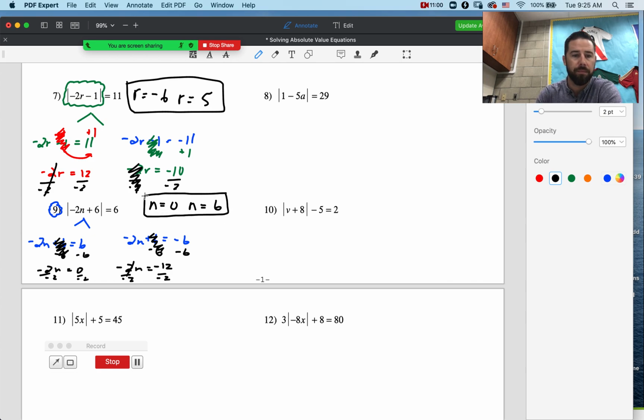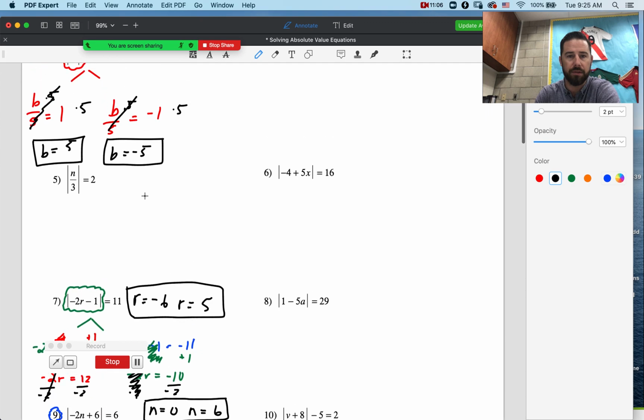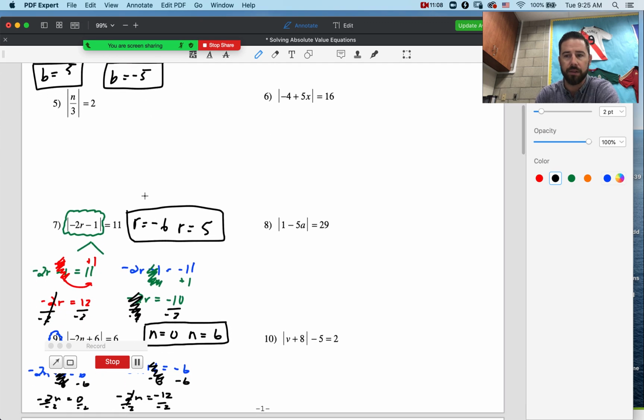Okay, what do you think? Pretty simple? Pretty easy for the most part, but we've got to practice. Okay, so now's when it's important.